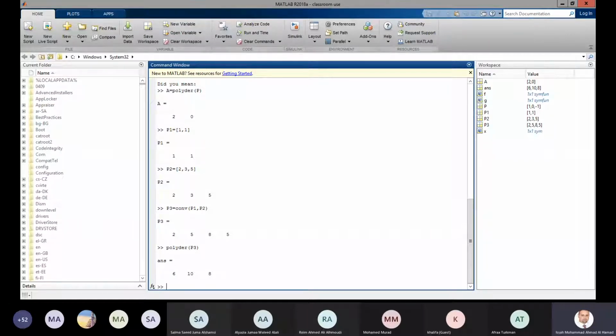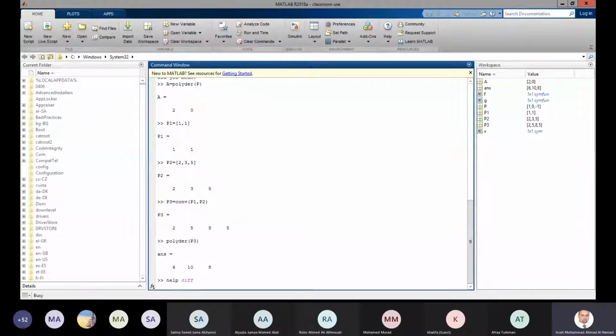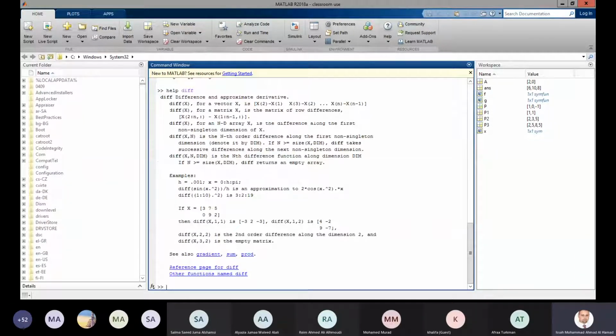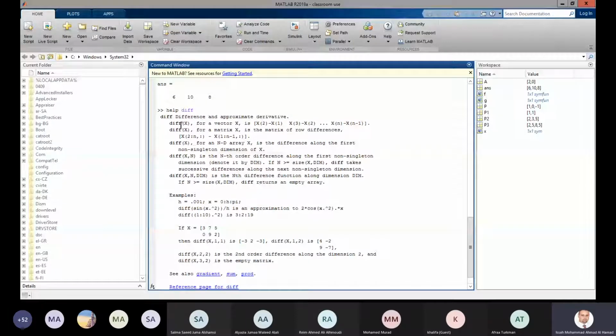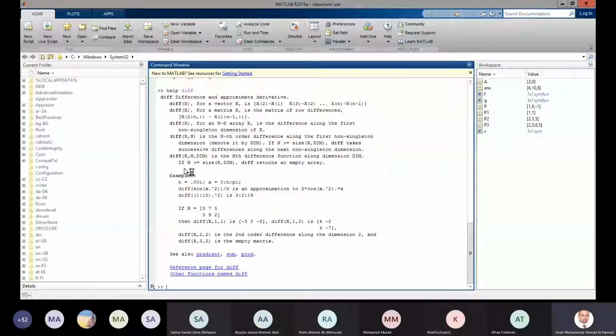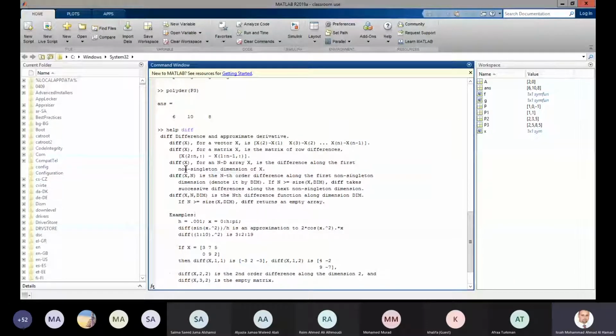You can have more information about the diff function by asking MATLAB to show you the help of the diff function. So all of these are the diff function help. Okay, diff(x) for a vector x is [x2 - x1, x3 - x2, ...]. So this is the derivative. Okay, so now this is the exact one.